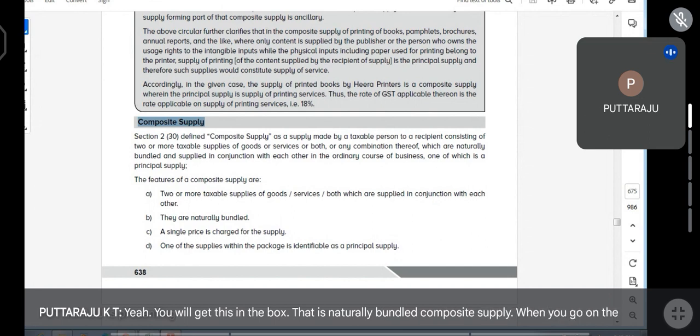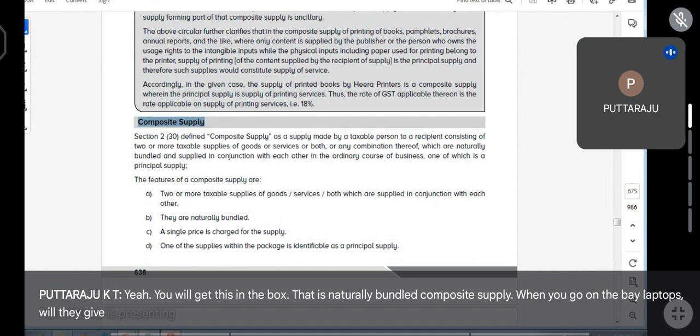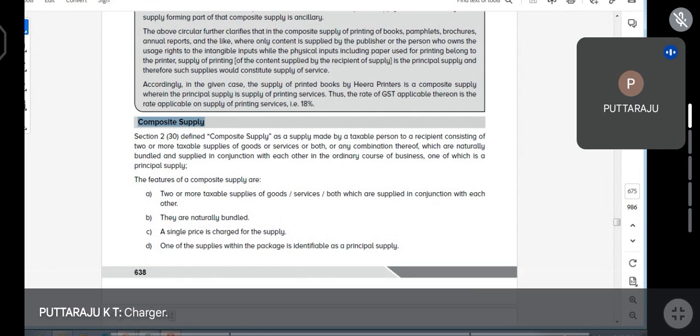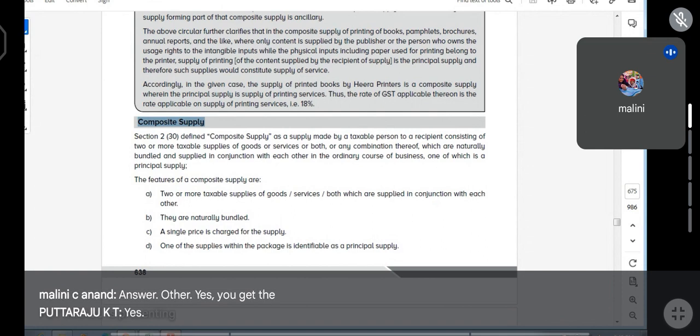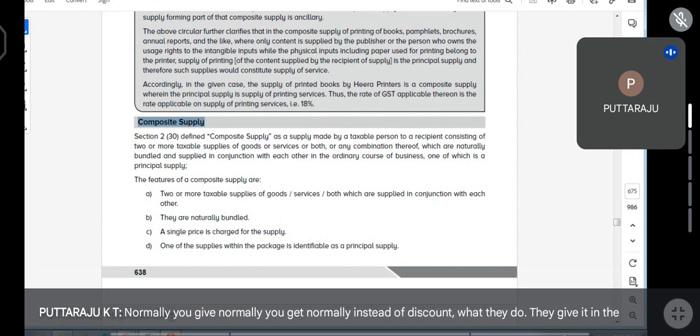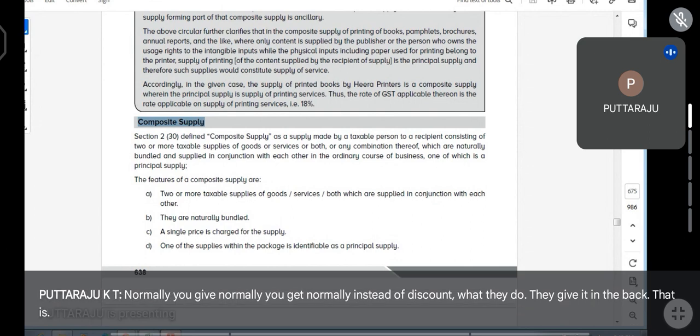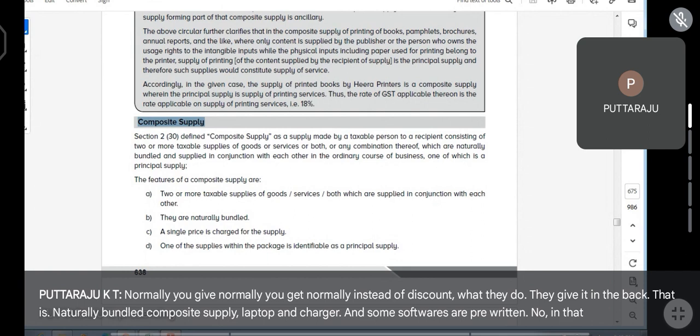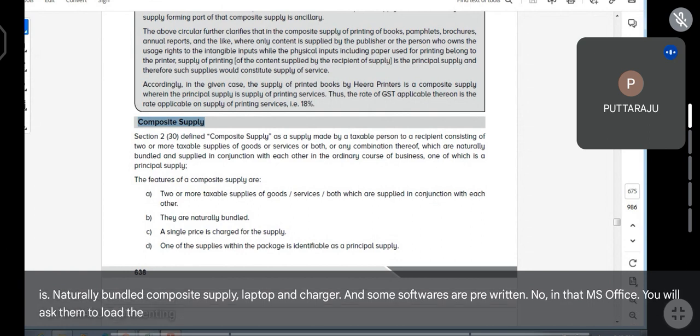When you go and buy laptops, will they give a charger along with a backpack? You get the charger along with the laptop, but not necessarily the backpack. Normally, instead of a discount, they give it in the bag. That is naturally bundled composite supply, laptop and charger. And some software is pre-loaded now, like MS Office. Or you ask them to load the MS Office package. That is naturally bundled.